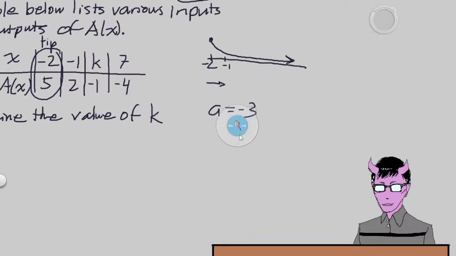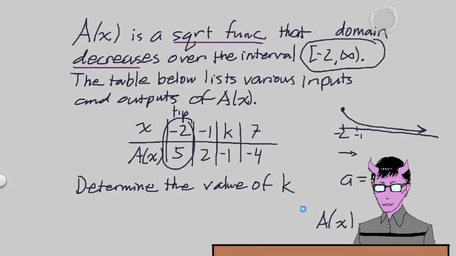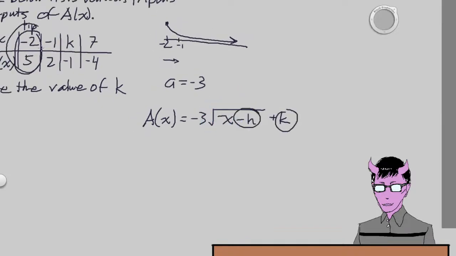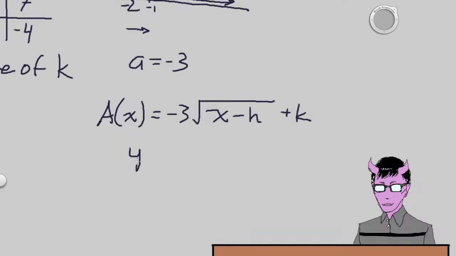So if we do our skeletal equation using this amplitude change, then we're going to get a of x. Wait, is it a of x? Yeah, a of x is equal to negative 3 times square root of x. Let's pretend we don't know this, and let's pretend we don't know that one. Okay, so again, we didn't think to put the tip values into those two locations. So we're going strictly off of figuring out the amplitude first. So at this point, we have y is equal to negative 3 times square root of x minus h, plus k.